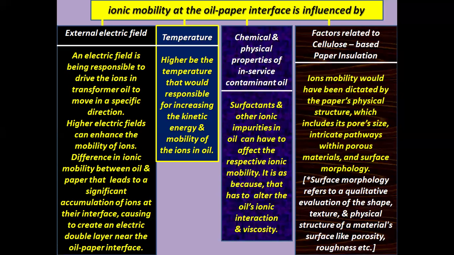Factors related to cellulose-based paper insulation. Ion mobility would be dictated by the paper's physical structure, which includes its pore size, intricate pathways within the porous materials, and surface morphology. Surface morphology refers to a qualitative evaluation of the shape, texture, and physical structure of a material's surface, like porosity, roughness, etc.